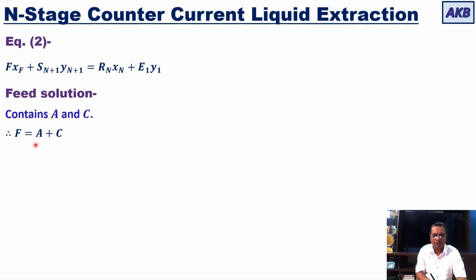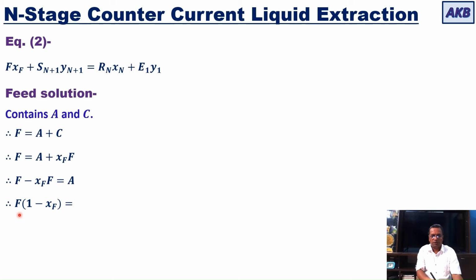The mass flow rate of feed is equal to the mass flow rate of A plus the mass flow rate of C in it. And the mass flow rate of C in it is nothing but the fraction of C in it into the feed flow rate. That means this equation can be written as F is equal to A plus XF into F. Now I will bring this term to this side. So it will be F minus XF into F, that is equal to A. Then I can take F common. So F into 1 minus XF, that is equal to A.